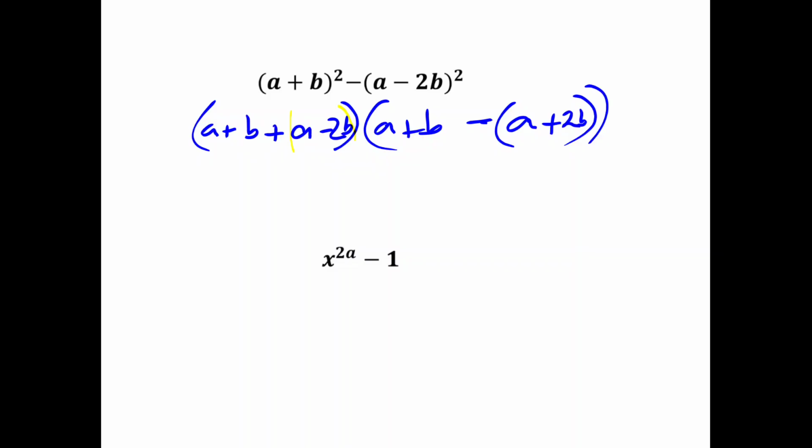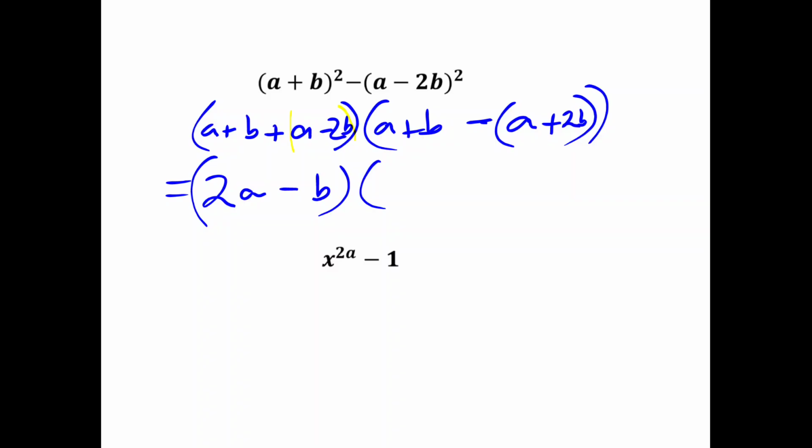Now the next step is to write the solution, to complete the solution, or simplify rather. So if you look at the first bracket, it's a plus b plus a minus 2b. So a plus a, we get 2a, and then b plus minus 2b, it's a minus b. Then we close that bracket. Then the next one is a plus b minus a, so a minus a is 0, and then minus 2b.